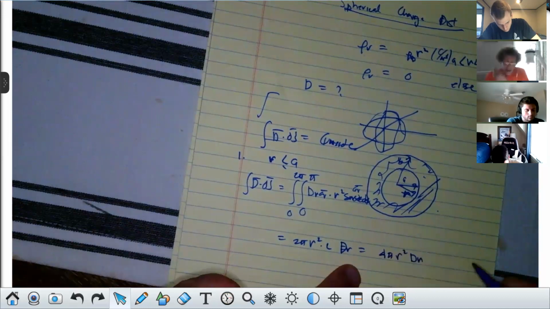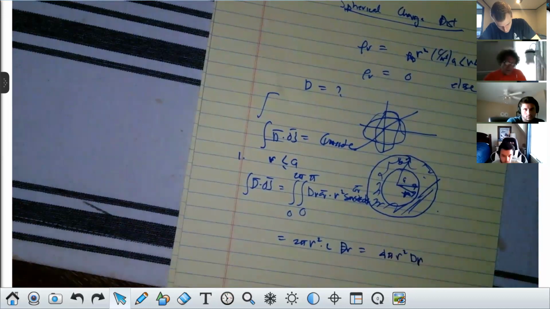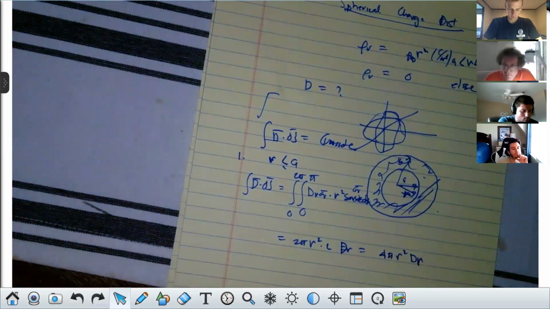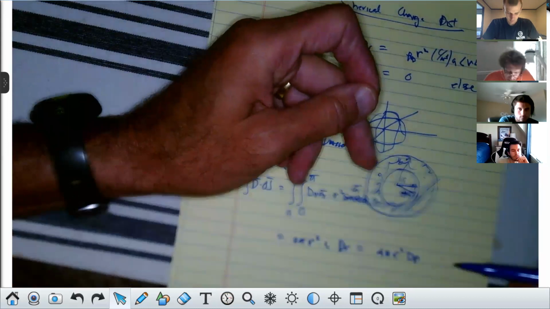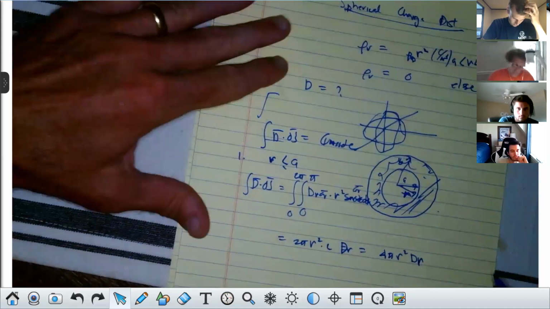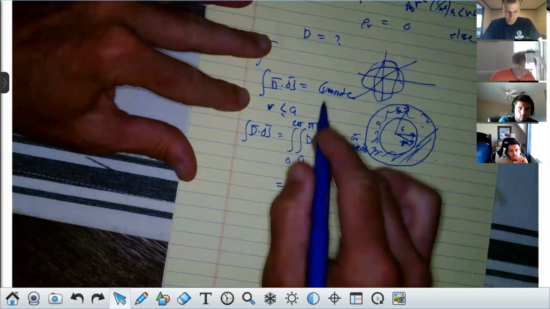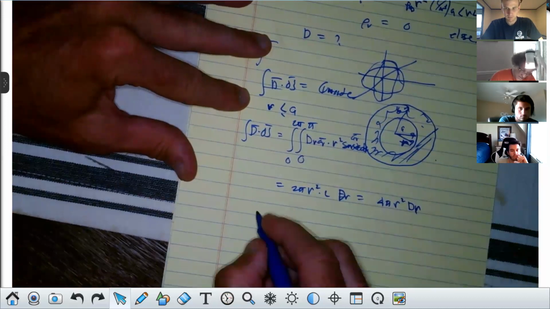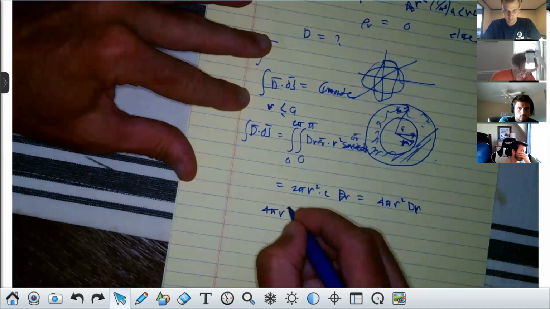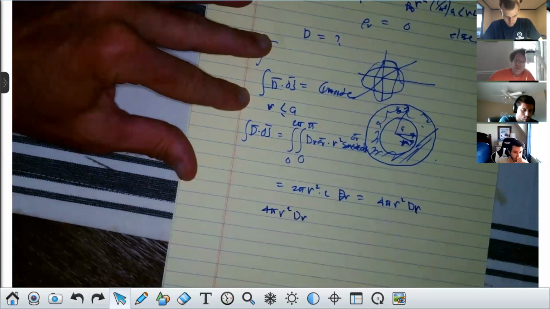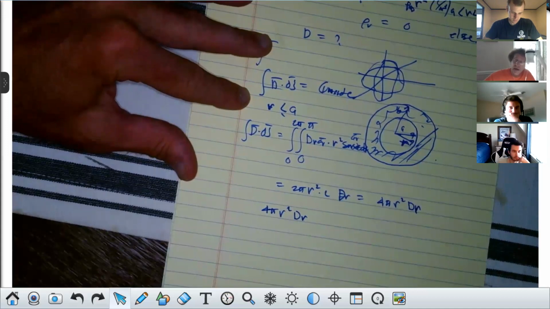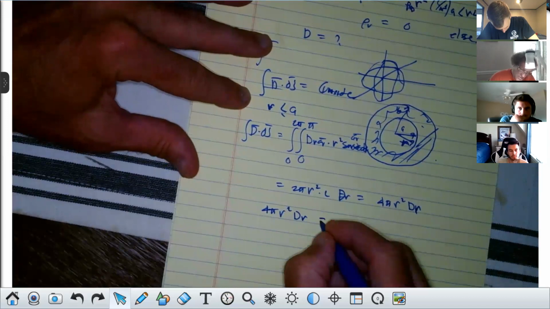And that is the exact same thing as taking the surface area of a sphere. The surface area would be 4 pi r squared and multiplying it by dr. That's it. So that's on one side. And then on the other side, that's the integral of D dot dS. So we have 4 pi r squared dr, and that will be the same for every single condition. Doesn't matter if r is less than a, between a and b, or greater than b. That's equal to the charge inside.